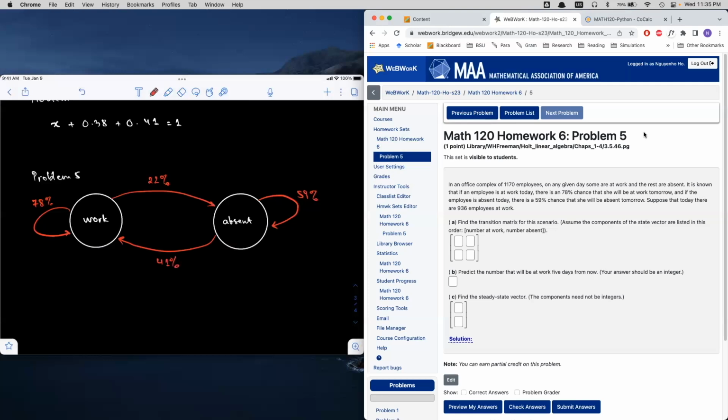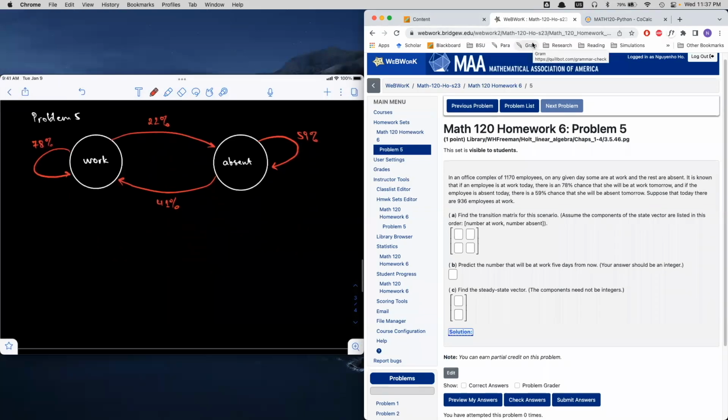Okay, so that gives you the information about the problem, and you transfer the information to this schematic, and now you transfer the schematic into a matrix of transition probabilities. So the matrix P is, the first state is at work and the second state is absent. The person at work will remain at work the next day with probability 78% or 0.78. If he or she is at work, he or she will be absent tomorrow with probability 0.22.